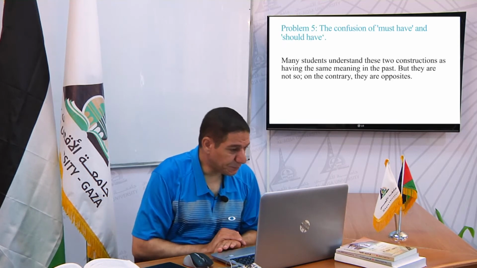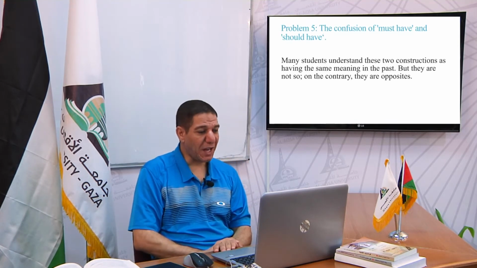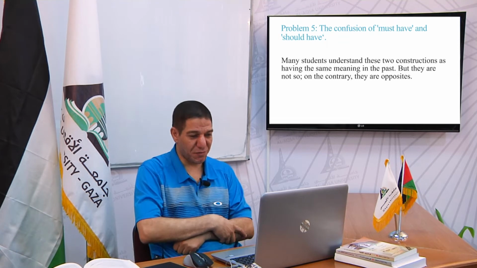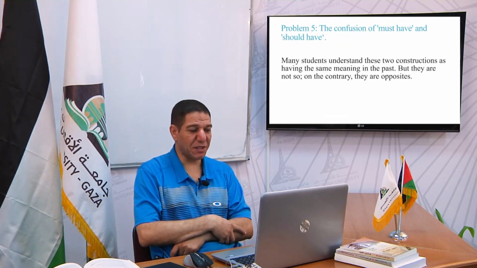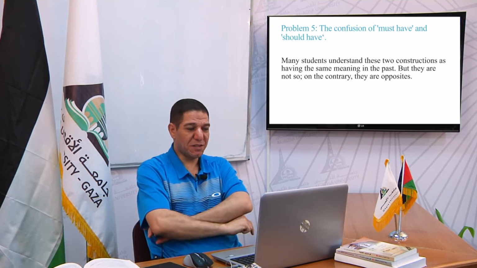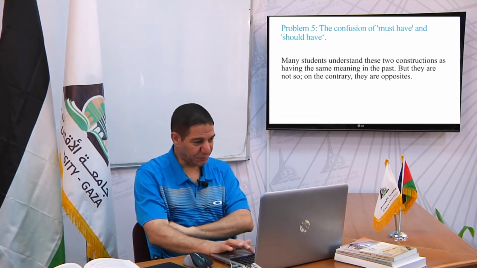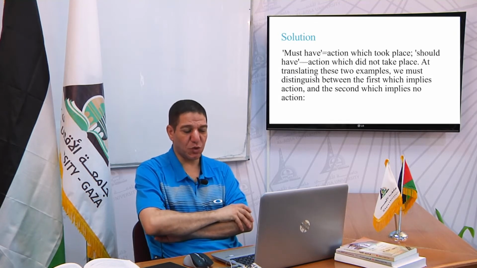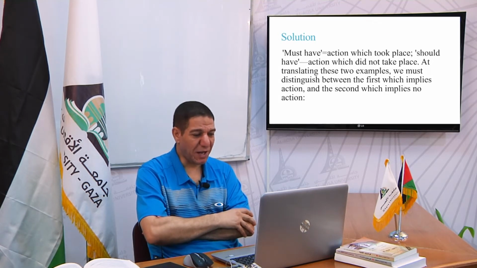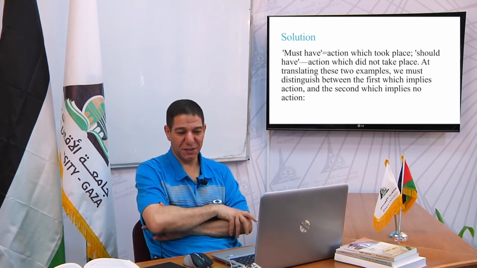Problem 5. The confusion of must have and should have. Many students understand these two constructions as having the same meaning in the past, but they are not so. On the contrary, they are opposite. Must have and should have. Must have equals action which took place. Should have action which did not take place.